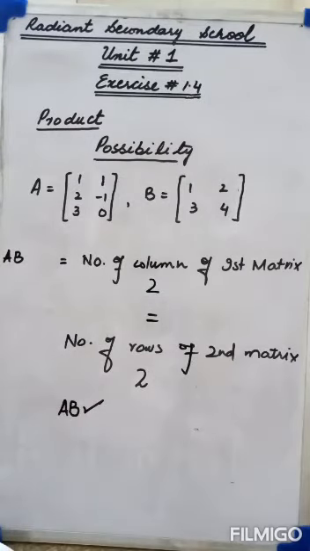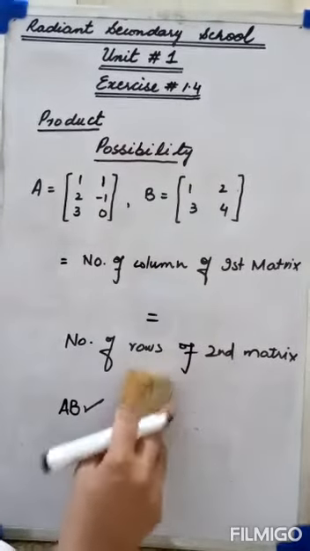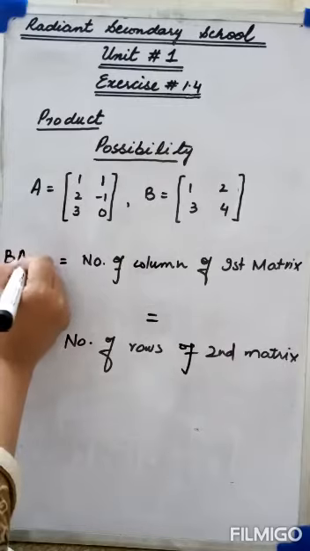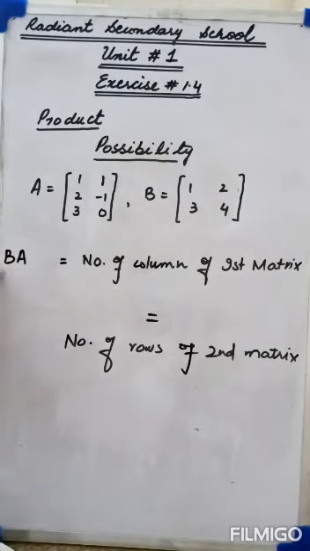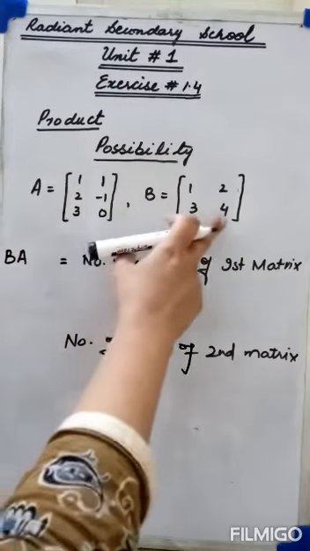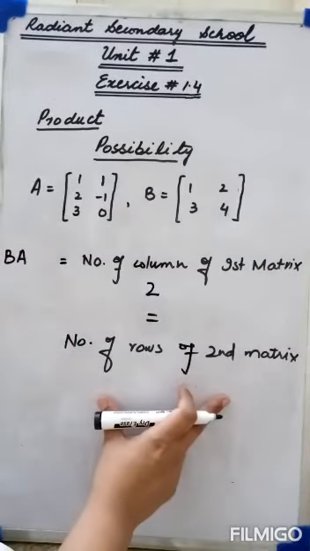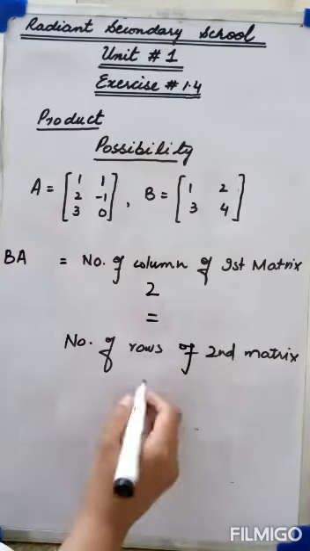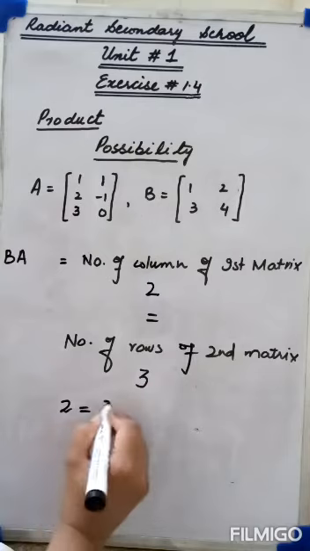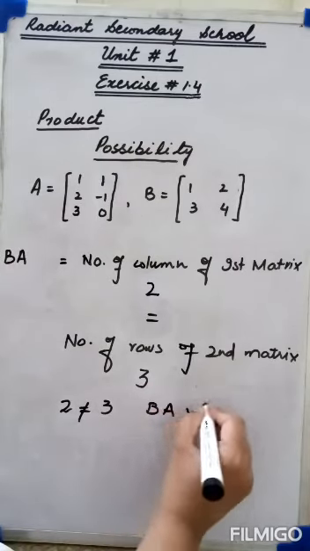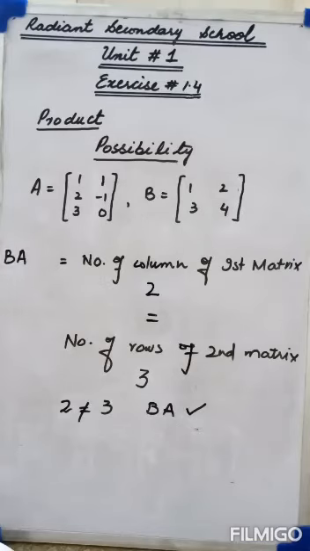Product AB is possible. Now friends, we will check the product BA. It means the first matrix is B and the second one is A. Now we will check the number of columns of the first matrix, that is B. How many columns are there? Yes, there are 2 columns. And how many rows are there in the second matrix? 1, 2 and 3. So 2 is not equal to 3. So we can say the BA product is not possible. Now students, from this conclusion we can say the commutative property does not hold, meaning BA is not always equal to AB.